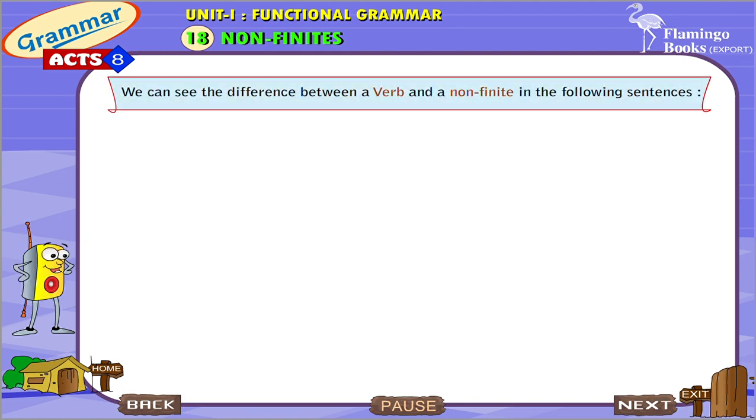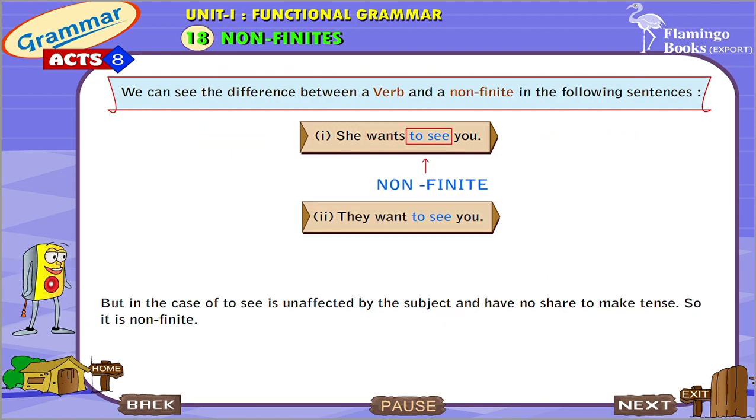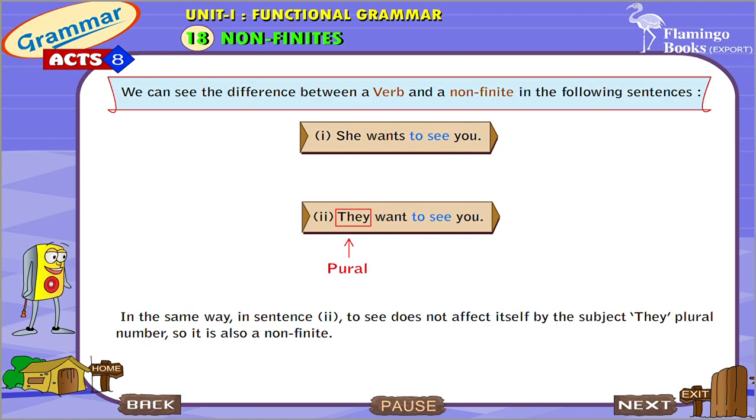We can see the difference between a verb and a non-finite in the following sentences. She wants to see you. They want to see you. In the above sentences, we see that "to see" in both sentences 1 and 2 is not affected by the subjects she and they. In sentence 1, the subject she is singular and has a singular verb wants. But "to see" is unaffected by the subject and has no share in making tense. So it is a non-finite. In the same way, in sentence 2, "to see" is not affected by the subject they, plural number, so it is also a non-finite.